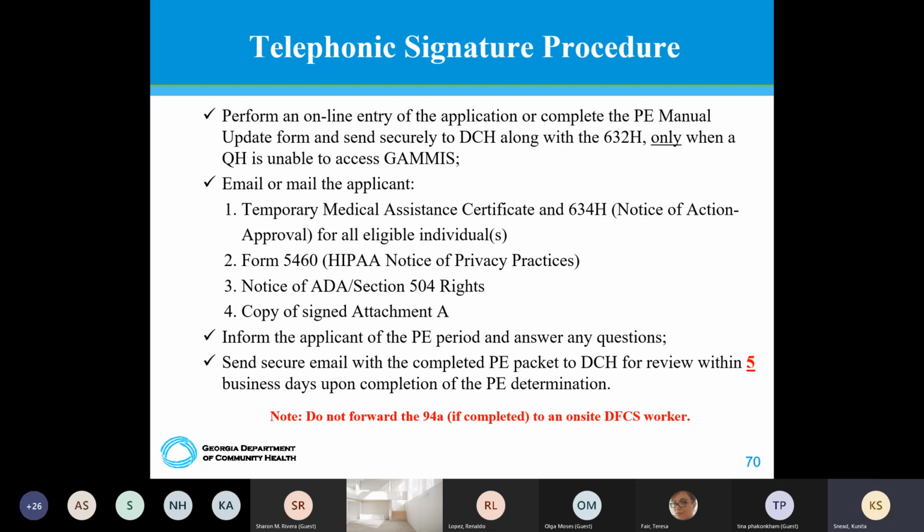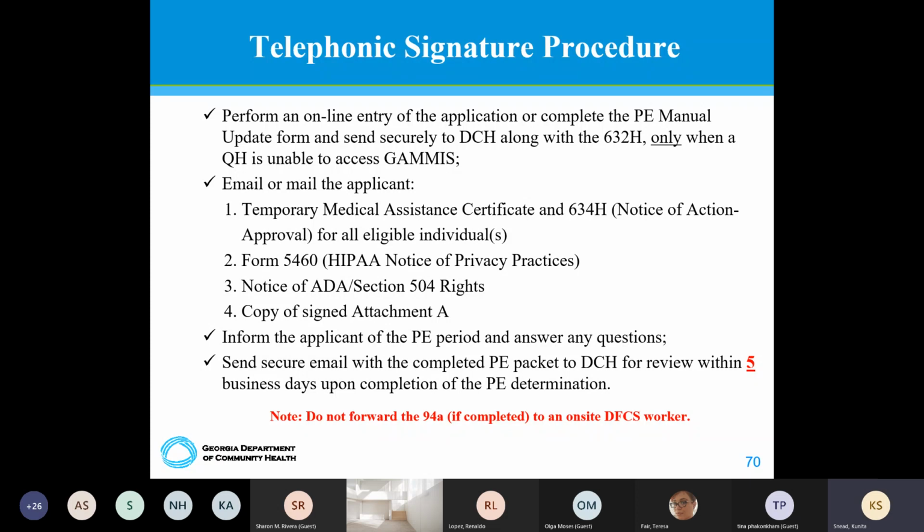Once all that has been completed, then you need to provide your applicant with this information. You're going to be emailing it or mailing it. However your office chooses to do it, that's what you do. You either email it or mail it. A copy of the temporary certificate and the notice of action for all people that were eligible.